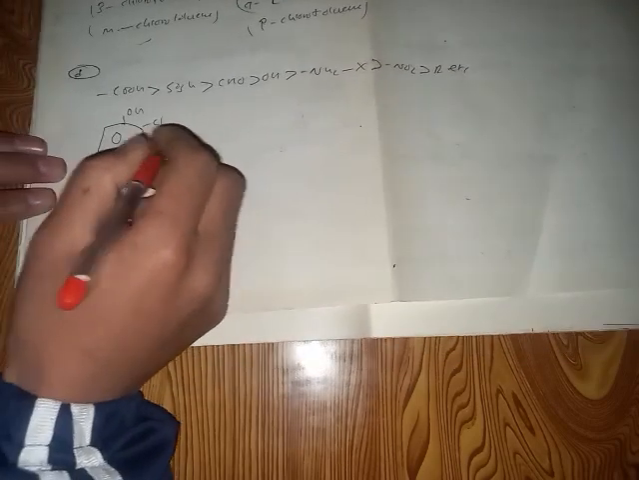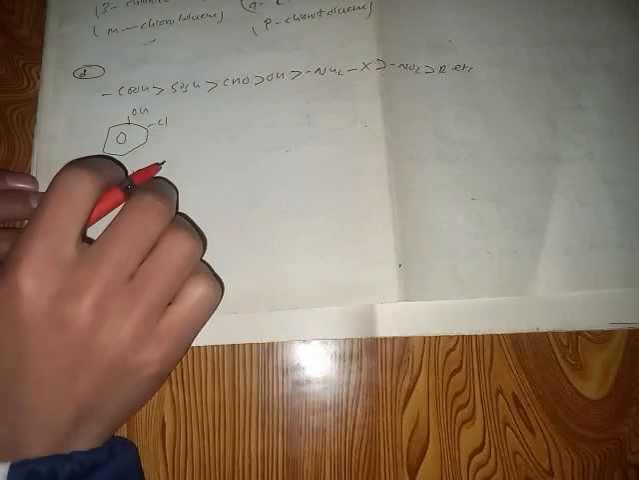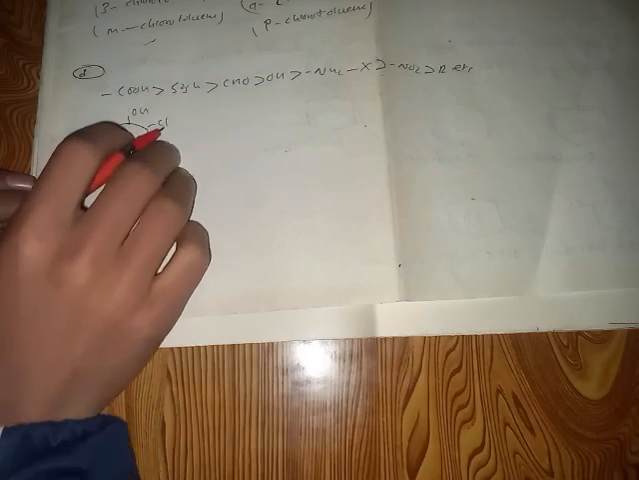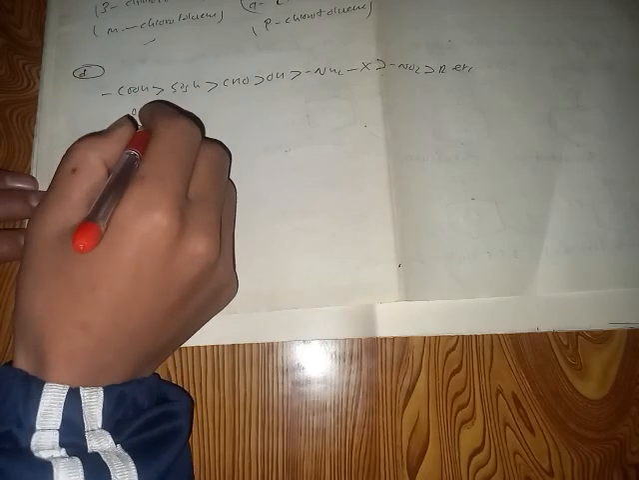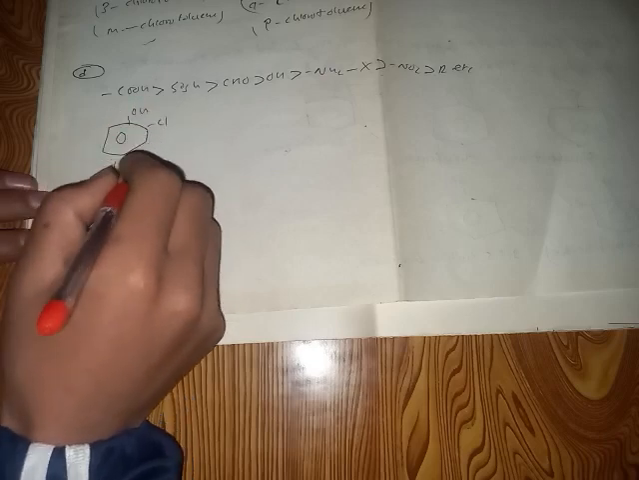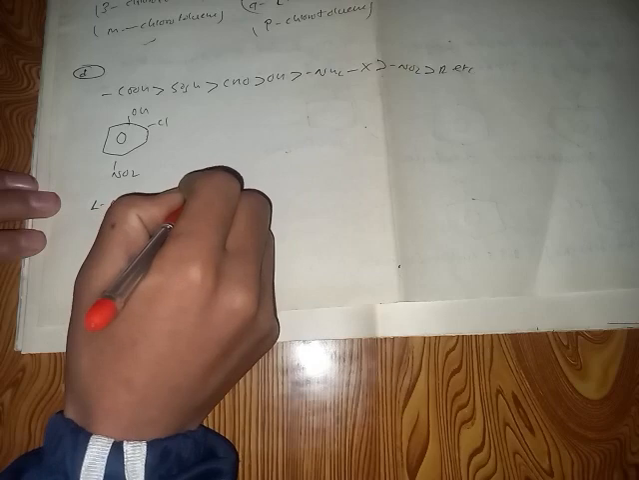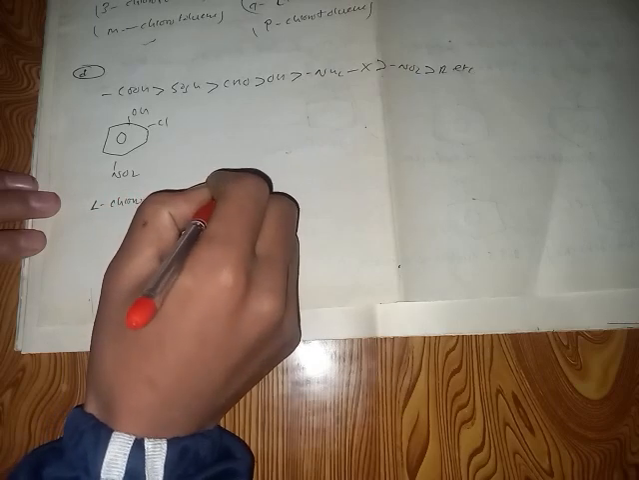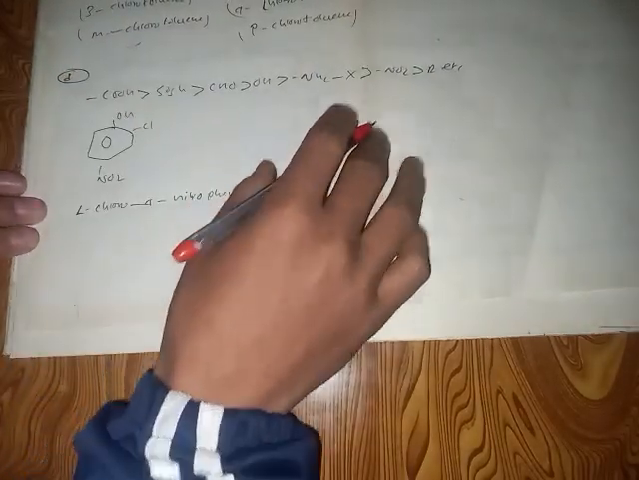And the name of this compound, listen carefully. We can see this compound is 2-chloro. According to the priority order, halogen is first. So 2-chloro, 4-nitro, then 4-nitrophenol, because the OH means phenol.